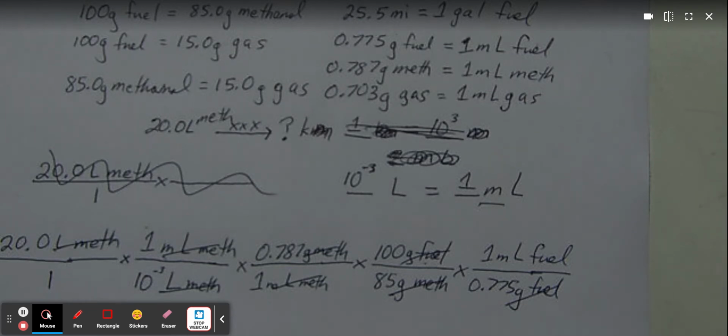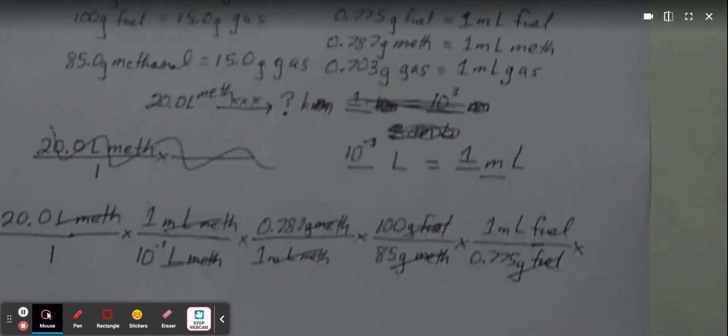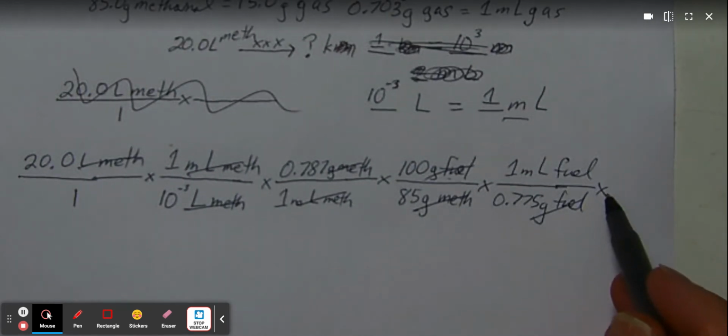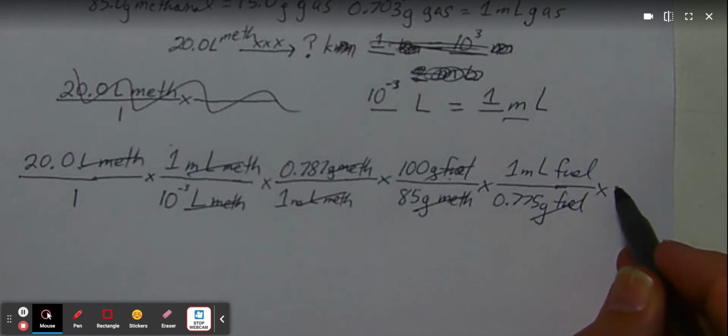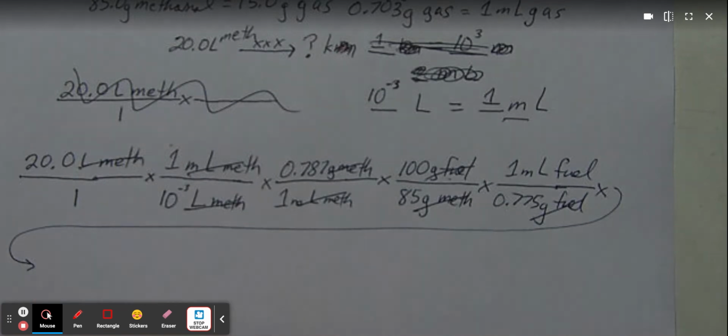So I think the easiest way to do that would be to first convert to liters and then convert that to gallons from liters. So I'm going to continue down here. So this is probably going to be a long conversion factor problem.